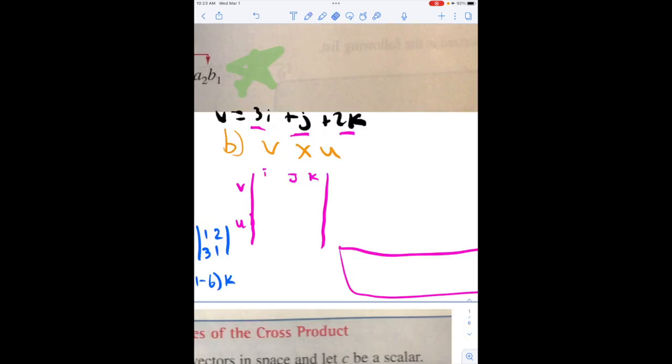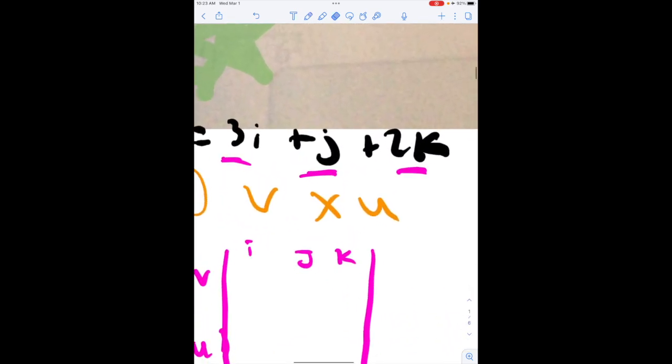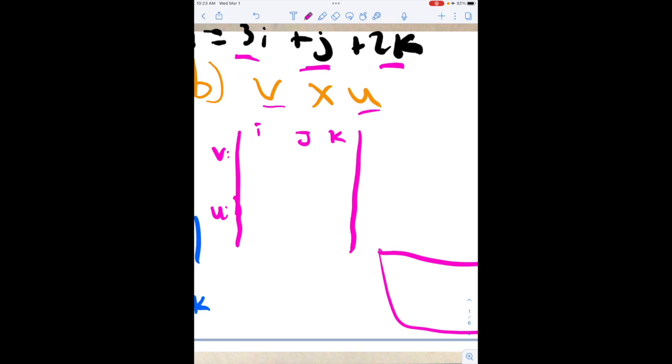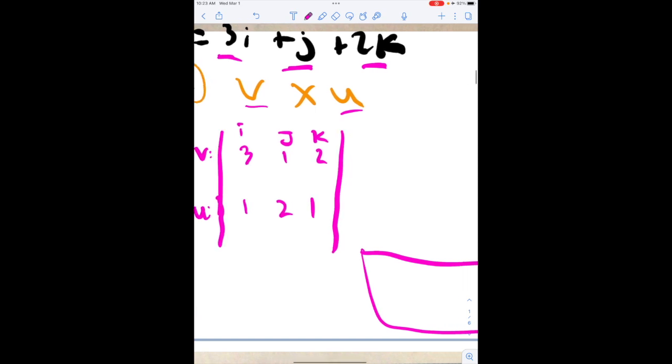Let's say we want to switch it around and do V cross U. This time I'm going to have to set it up again, I, J, K. It's going to be almost reverse, so it's going to be 3, 1, 2, and 1, 2, 1.